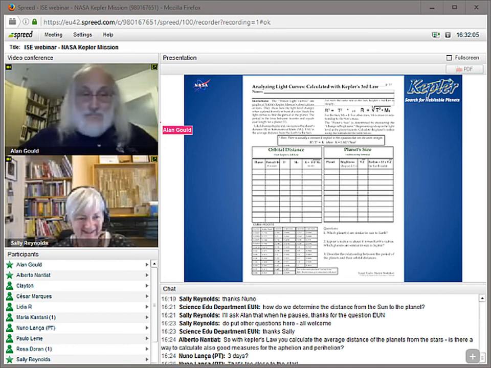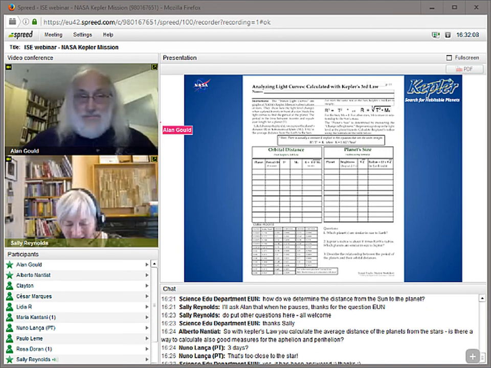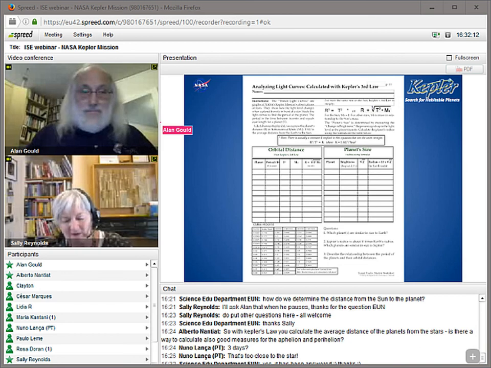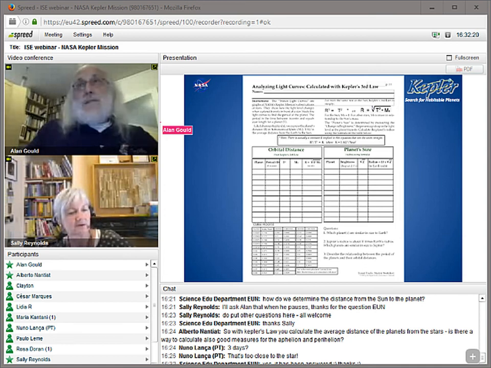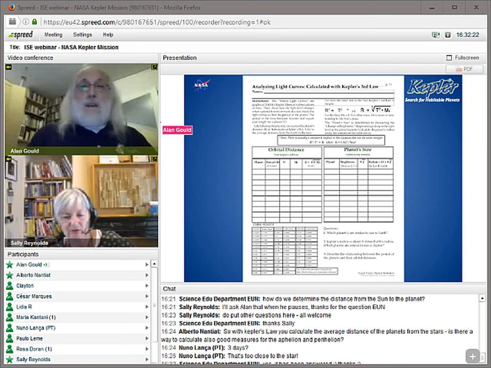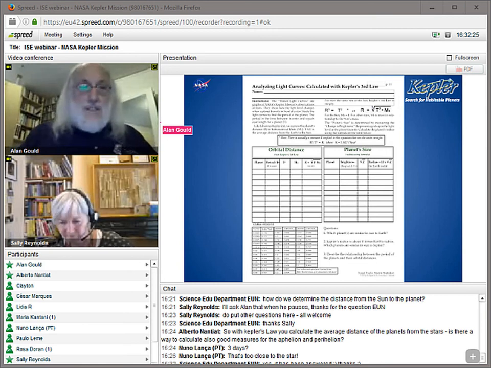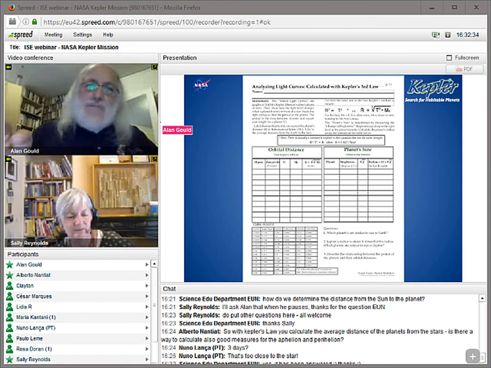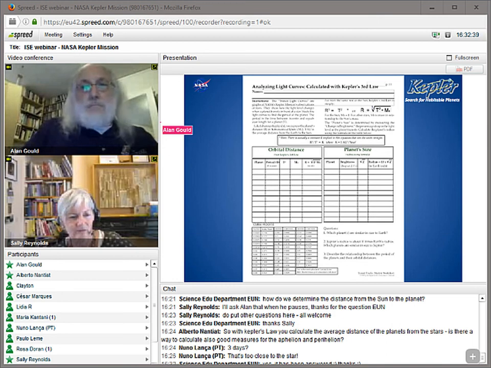That's pretty amazing. Yeah. The other question then came in via my colleague Alberto. With Kepler's law, you calculate the average distance of the planets and the stars. Is there a way to calculate also good measures for the aphelion and for perihelion? Yes, you need to determine the eccentricity of the planet, and that can be done by an analysis of the shapes of the light curves to some extent. Yes, you can determine the eccentricity.